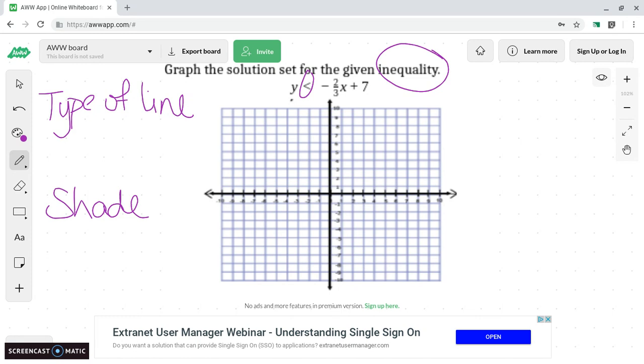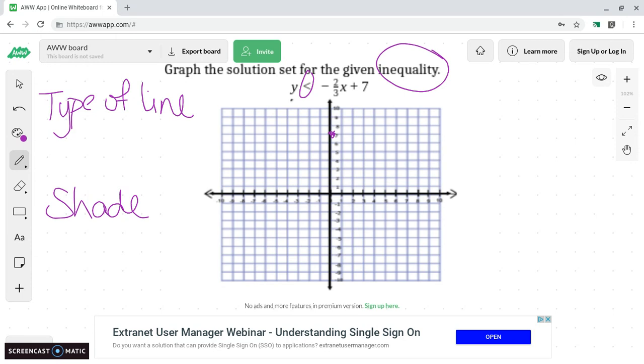So we're going to start by graphing this. It already is in slope-intercept form. Our y value is by itself. So we have negative 2/3 x plus 7. So to graph this, we are going to begin at our b value, which is a positive 7. So we're going to put a point at 7 on our y-axis.